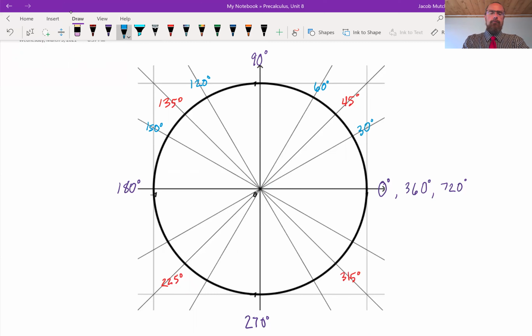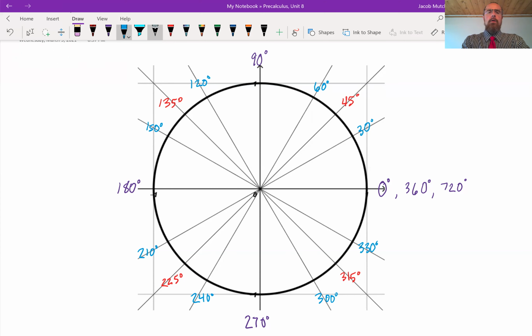And then we're at the halfway mark at 180. 180 plus 30 is 210. 210 plus 30 is 240. 240 plus 30 is 270. 270 plus 30 is 300. And then 300 plus 30 is 330. And you can see if I add 30 to 330 again, we're back at 360. So we currently have all the angles marked in degrees.